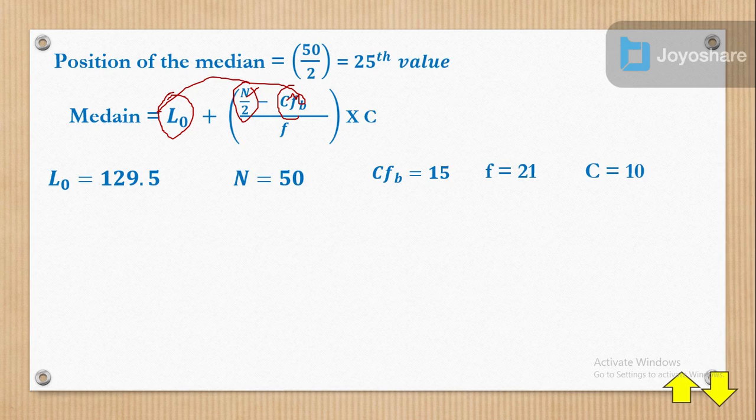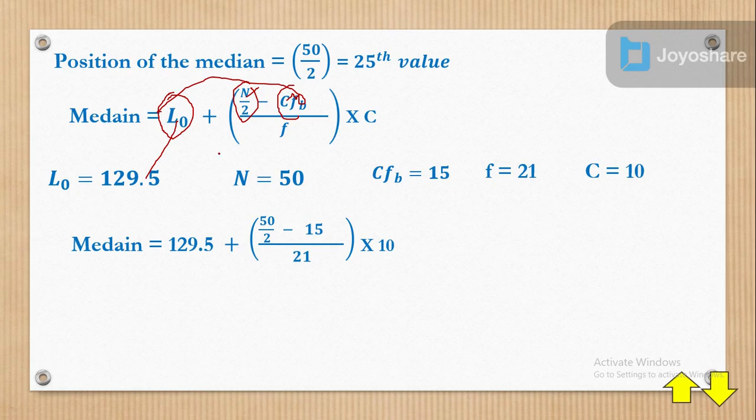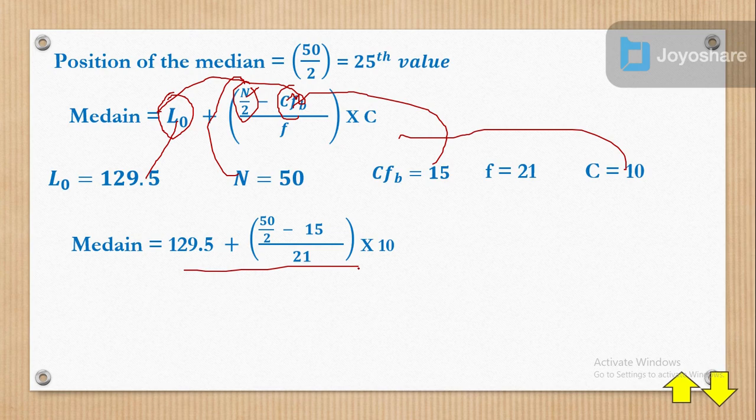Now we're going to substitute them in the formula that will give us median is equal to. So it means that this L0 will be put there, this N will be substituted there, cumulative frequency 15 will be put here, and the C will be put here, as shown here. Now we must simplify using a calculator, and next we shall get 129.5 plus 4.7619, and then our median will be 134.3 grams.